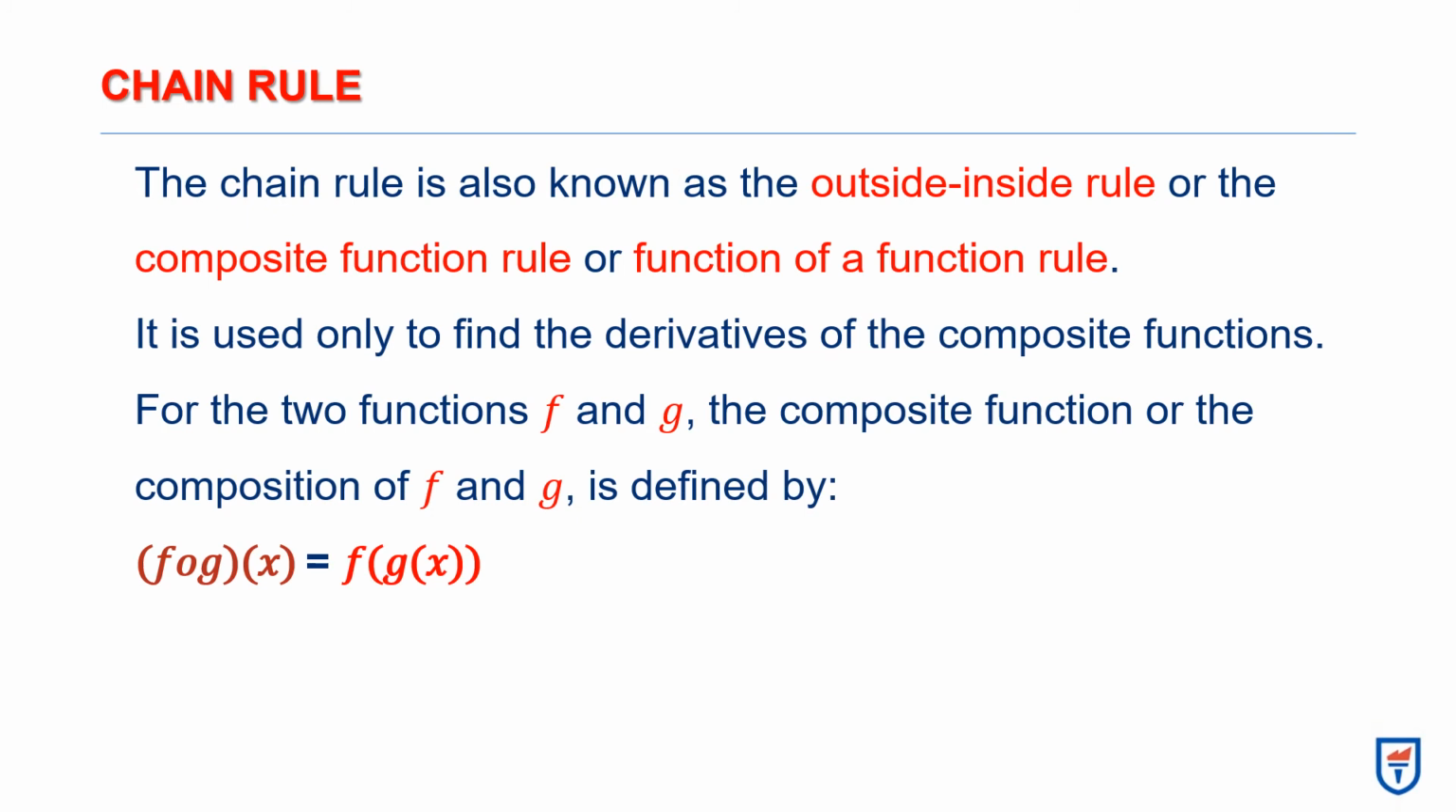Another method that is also used to solve differentiation problems is the chain rule, which is also called the inside-outside rule, or the function of a function rule. The chain rule is used to find the derivative of a composite function. So if we have two functions f and g, the composite function, or composition, of f and g is defined as f of g(x), or is defined as (f∘g)(x).